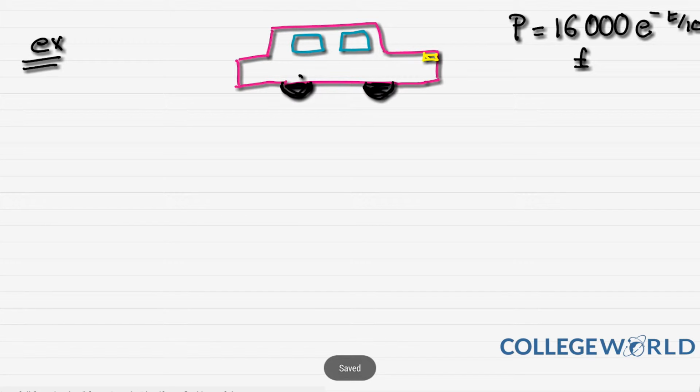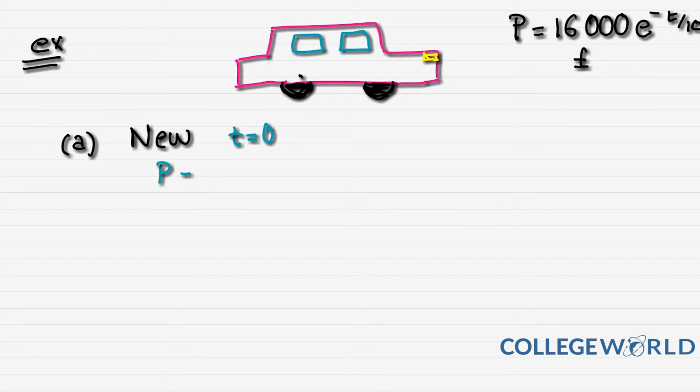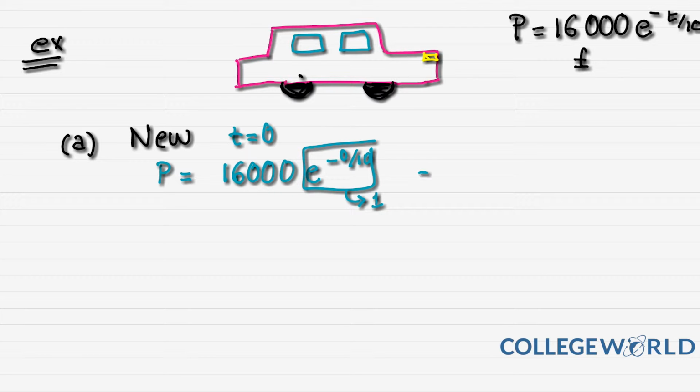So in our first part of the question, we are told to find the price when new. So part A, price when new. First of all, you know that when we're talking about new things, we mean that our time is 0. It's just common logic. So it's going to be 16,000 multiplied by e to the power negative 0 over 10, which means this will be reduced to 1, and this is going to actually equal 16,000 pounds. And this was how much the person paid when buying the car.